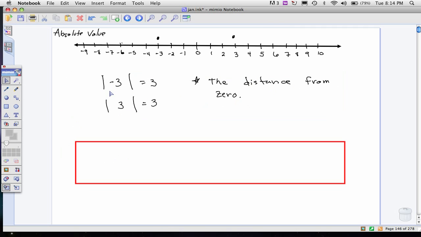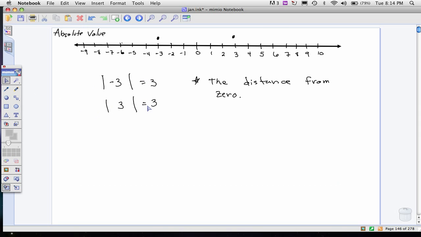Now, as you can see, I gave a couple of just numerical examples. The first one was the absolute value of -3, which equals +3, and the absolute value of +3, which also equals +3. The reason why both of these answers are positive is because their distance from 0 is 3 units, and distance is always positive.